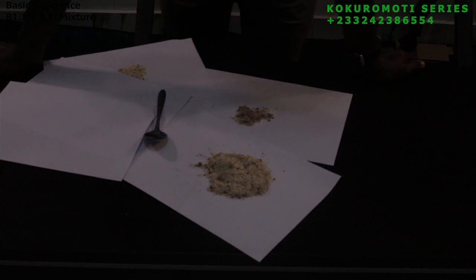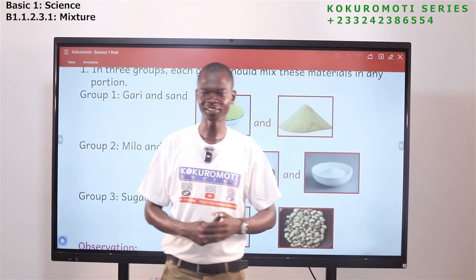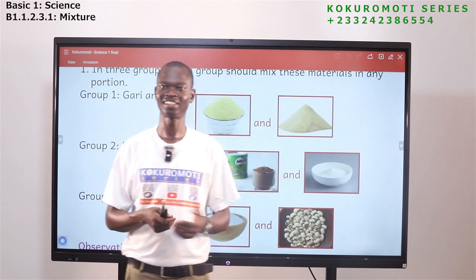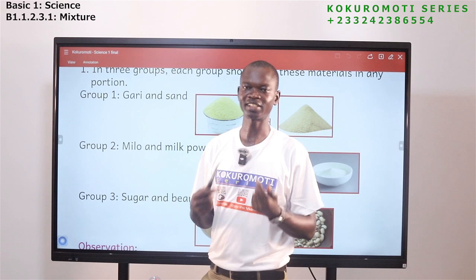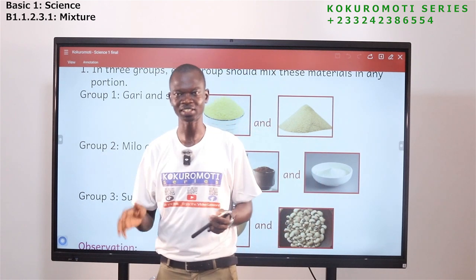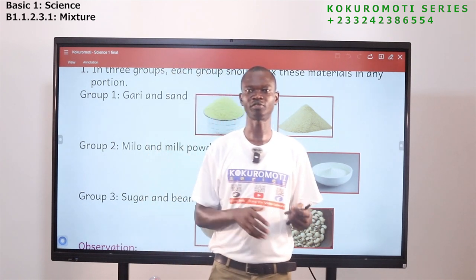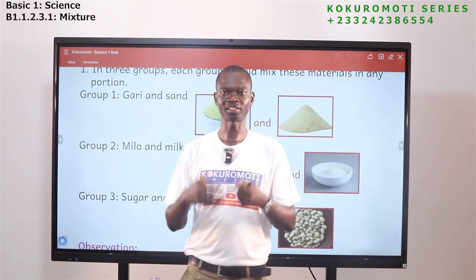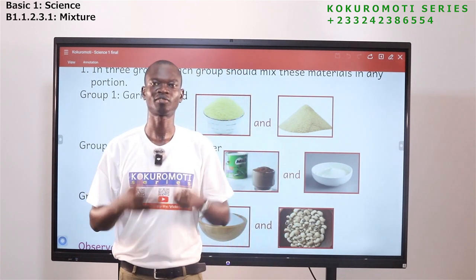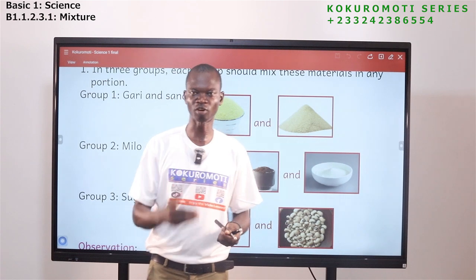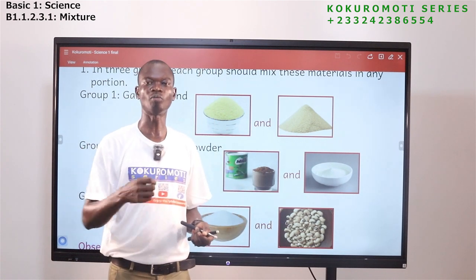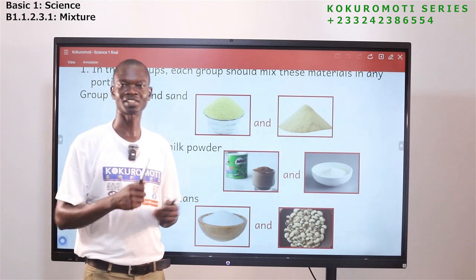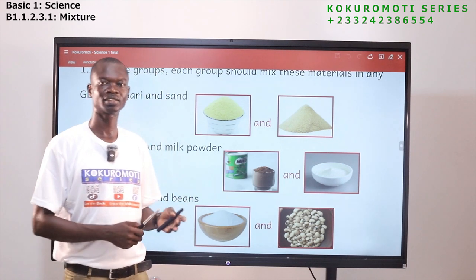Okay, so let's go back to our board. So what have you learned today? Yes, welcome back. What have you learned today? Okay, so today we have learned about mixture. We are saying that a mixture is when we put two or more materials together. That is where we get a mixture. So a mixture is formed when two or more materials are what? Put together.